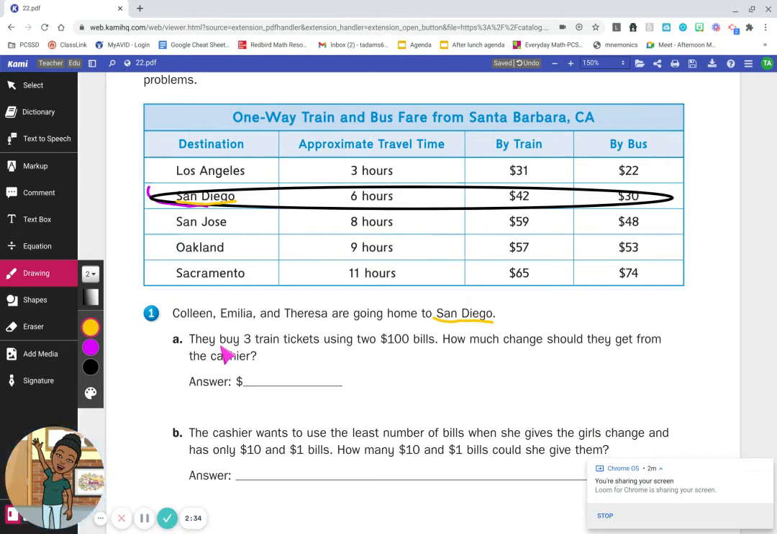They buy 3 train tickets using 2 $100 bills. How much change should they get from the cashier? Our answer is going to be in dollars because we see the dollar sign. That's important for us to know. The next thing I'm going to do is circle the numbers that I have to use. I'm going to circle my important numbers.